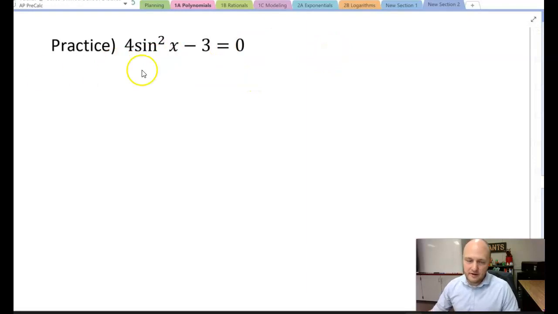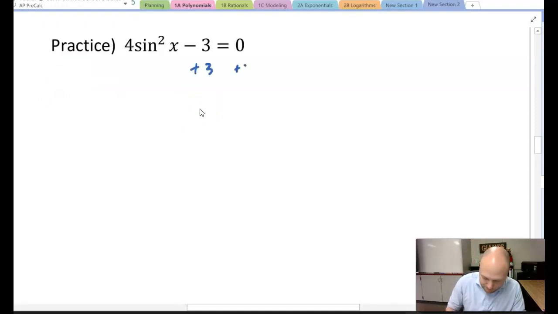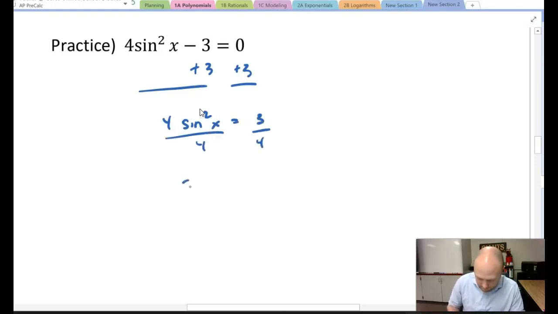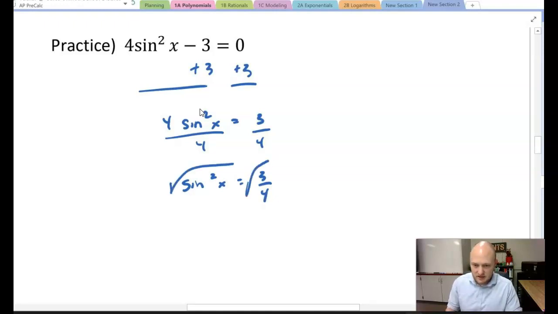This is a matched pair example. It looks exactly like the last one. We'll go ahead and add the 3, and we get 4 sine squared of x is equal to 3. We'll divide by 4 on both sides, and you're like, what? This doesn't look anything like the last one. Well, you have to take a square root of both sides.